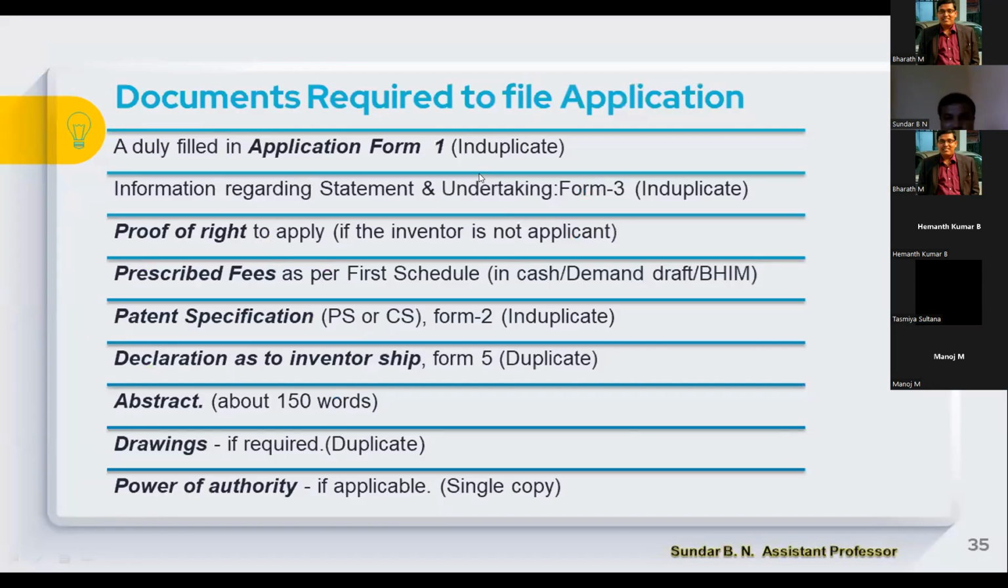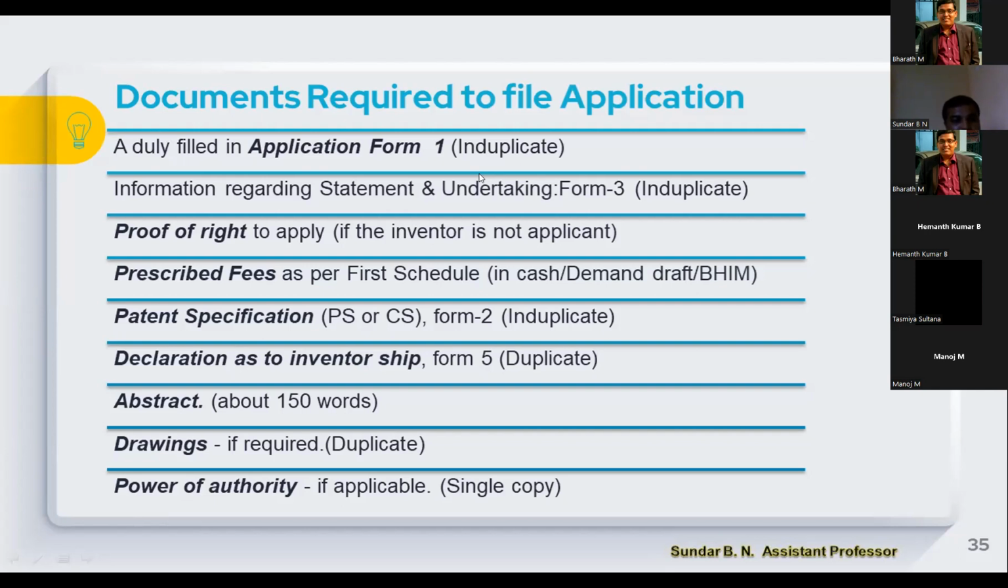So what are the documents that are required for filing a patent application? I'm stressing more on patent, which is applicable for natural persons also. You need to file a duly filled application, Form number 1, in duplicate. You need to file the statement and undertaking, that is under Form number 3. Proof of right to apply. You have to give the inventor, only if the inventor is not the applicant. As I told you already, power of attorney, if it is given, or representation may be done.